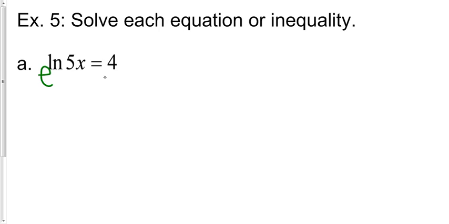So now my equation is actually in the power. e to the ln of 5x equals e to the 4th. I call this taking the base e of each side. I'm not really sure how else to say it. Okay, so we're using a base e on each side, so now ln of 5x is in a power, and 4 is also in a power.